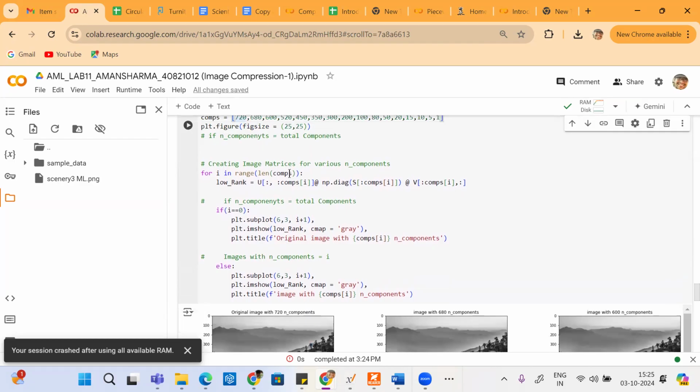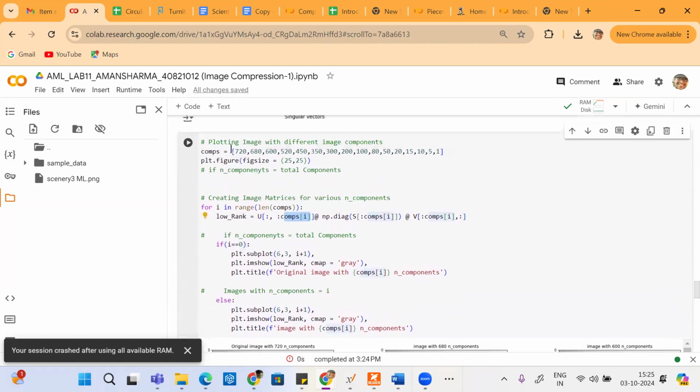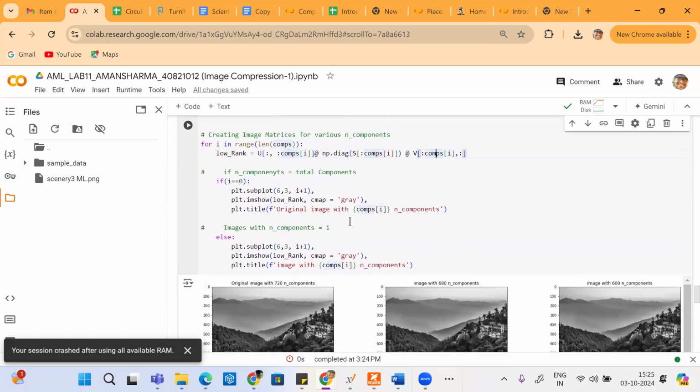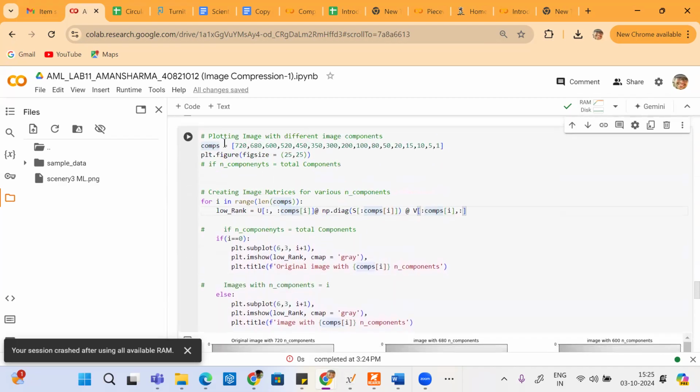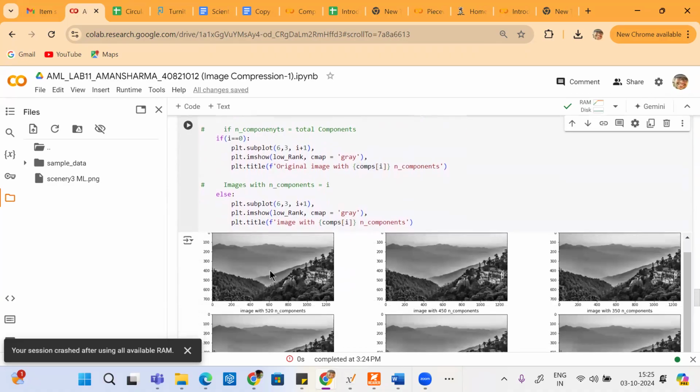As I told you, we have the U matrix. In the U matrix, I am providing slicing, all rows and all columns. In the third component, as I told you, we provided RGB values, but here we are providing grayscale values, that is 720. So it will come here first, it will also come here, and here. Depending upon these component values, our image compression is done.